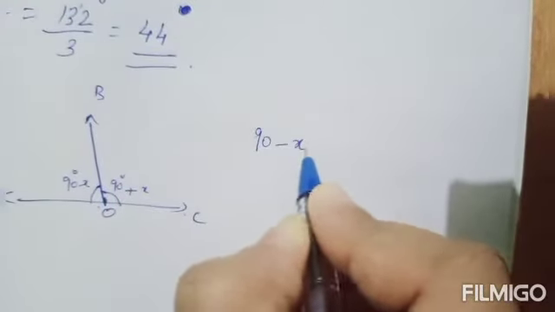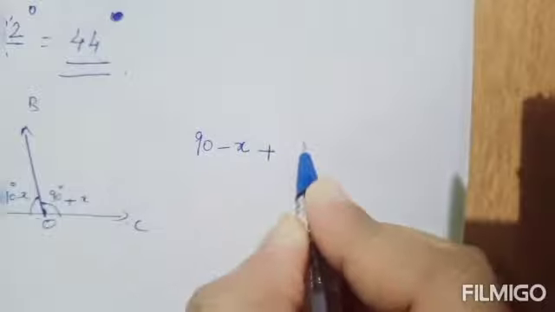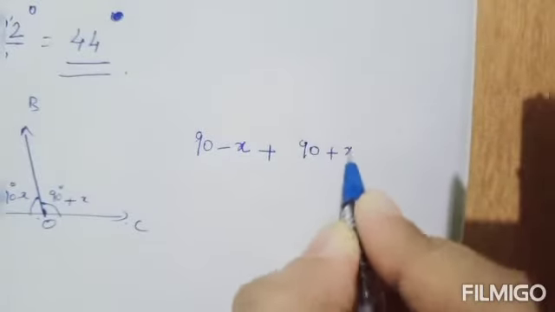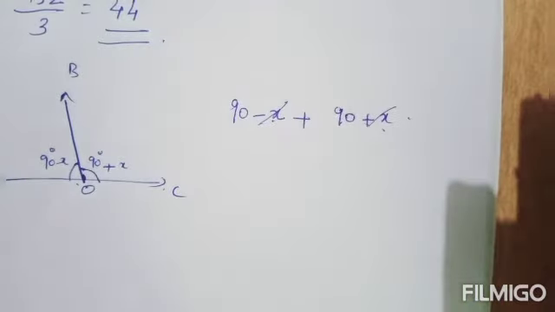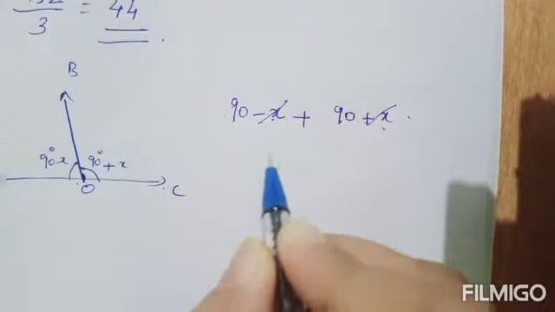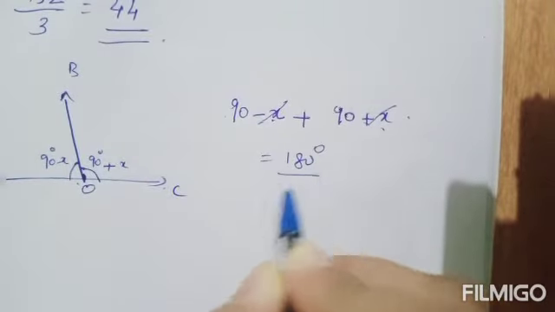So let us add these two angles. 90 minus x, the first angle, plus 90 plus x. What will we get? Minus x plus x we can cancel, it is 0. So 90 plus 90 we will get 180 degrees.